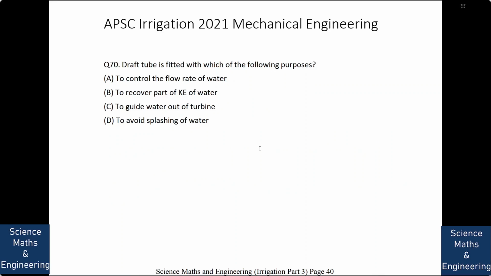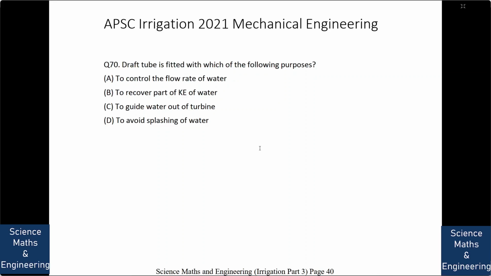Draft tube is fitted with which of the following purposes? A. To control the flow rate of water. B. To recover part of kinetic energy of water. C. To guide water out of turbine. Or D. To avoid splashing of water. So you can pause and think of the answer.